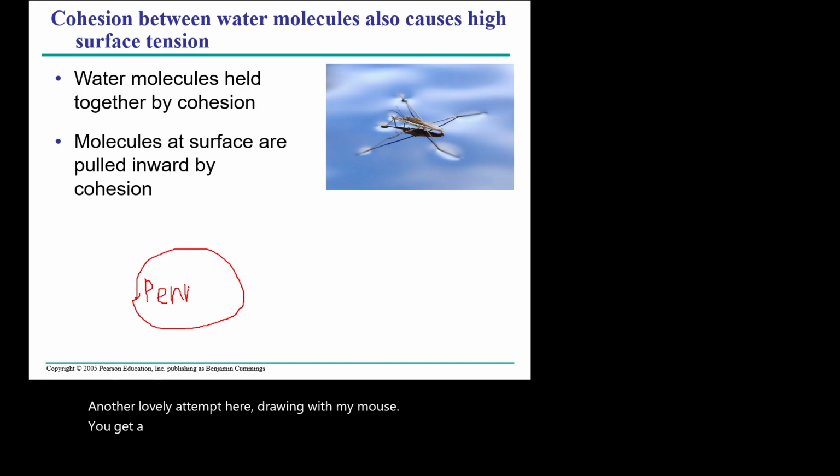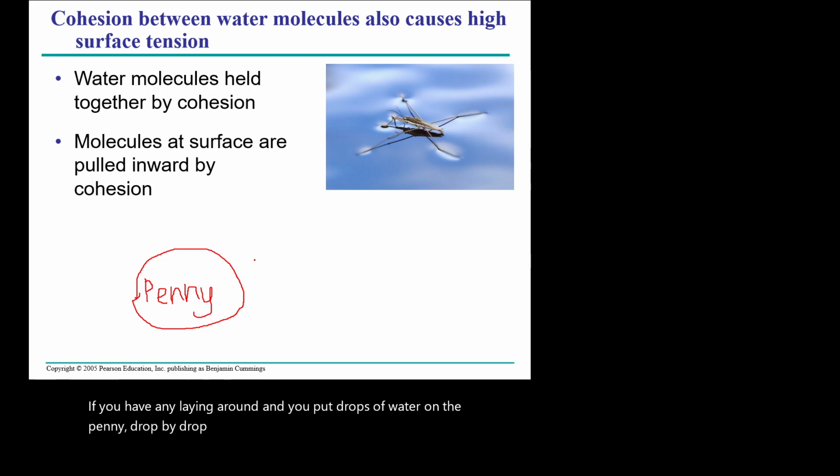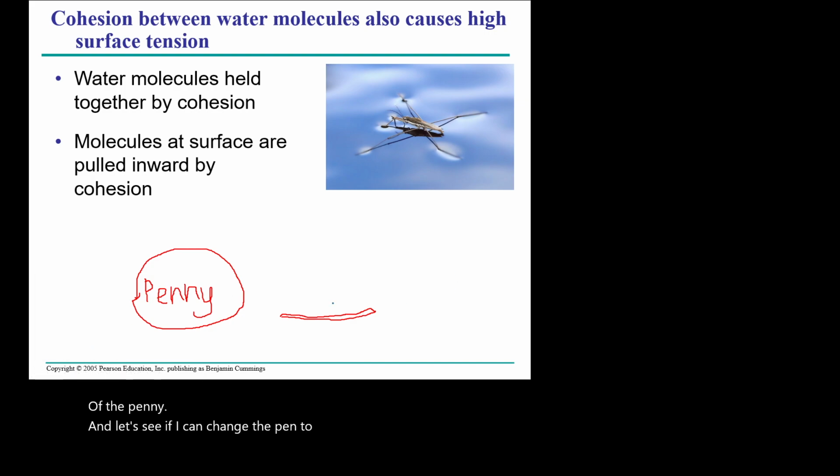You get a penny or any coin, if you have any laying around, and you put drops of water on the penny, drop by drop by drop, and you notice how many drops of water you can fit on the surface of the penny. Eventually, there'll be one drop that causes the water to just spill off the surface, but you'd be surprised how much water can fit on the surface of a penny. In fact, if you looked at more of a side view of the penny, and let's see if I can change the pen to blue at least to show water, it would look kind of like a dome. That's the water. And that's as long as you didn't break the surface tension by putting too many drops.